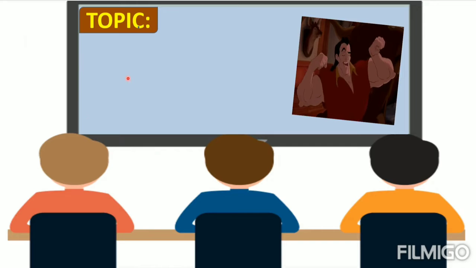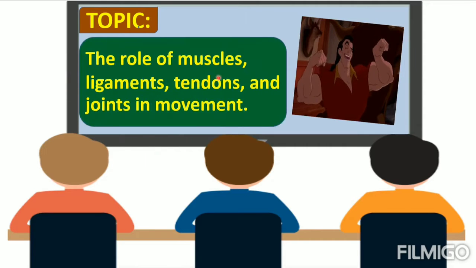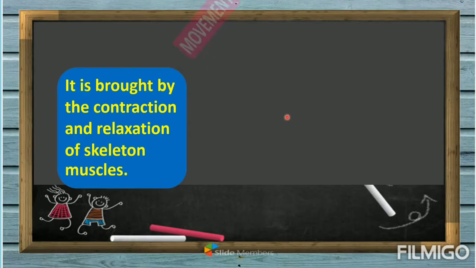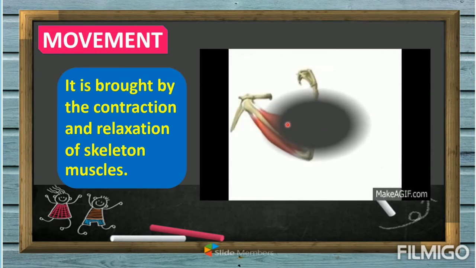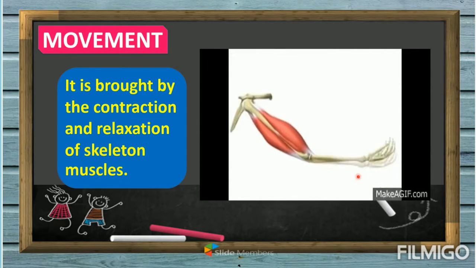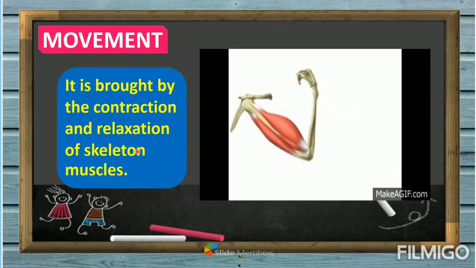For today's topic, we are going to learn about the role of our muscles, ligaments, tendons, and joints in our movement. Movement is brought by the contraction and relaxation of skeletal muscles. So when we say contraction, it makes our muscles become smaller like this. This is contraction, and this one is relaxation. Relaxation means the return of the muscles to a normal state. Again, contraction becomes smaller, relaxation returns to a normal state.